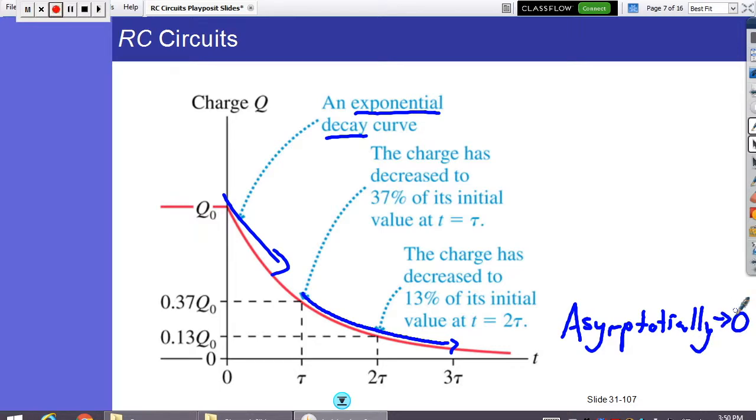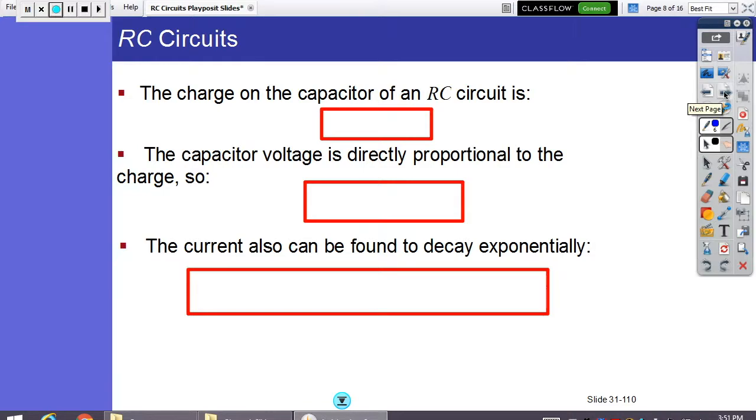So it does, in a theoretical sense, it never fully discharges. For all practical purposes, it eventually discharges. The remaining charge is really, really tiny. So our charge decays exponentially. It kind of goes really fast at first and then slows down. So again, we've got the charge on a capacitor here.